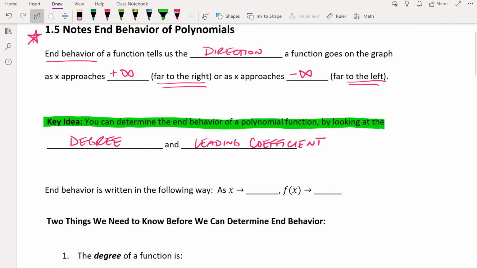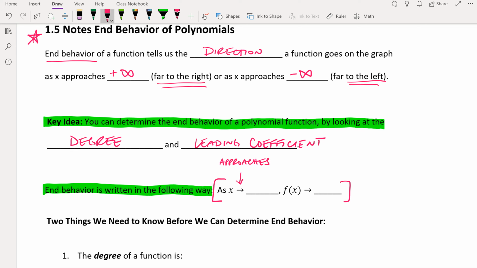And then please also write down this. End behavior is written in the following way. And I want you to actually write down, this is how we're going to represent end behavior. So write this down as x, and then this little arrow means as x approaches, or we could think of it as goes to. All right, and then as x goes to, our options here are plus or minus infinity. We have to choose, and we're going to learn how to choose which one our answer will be.